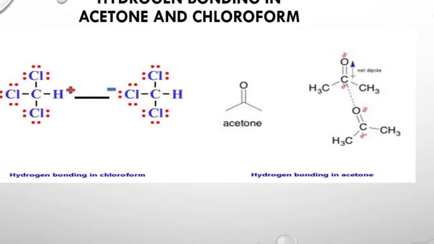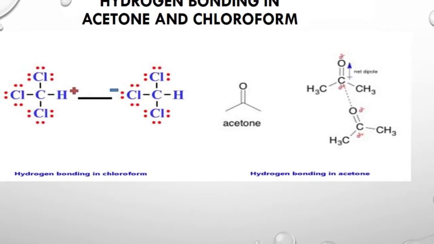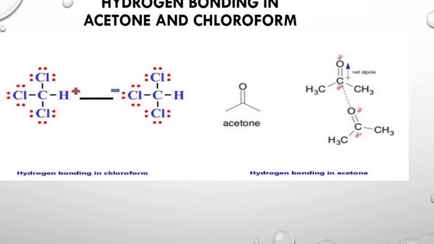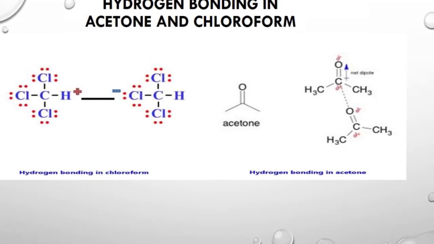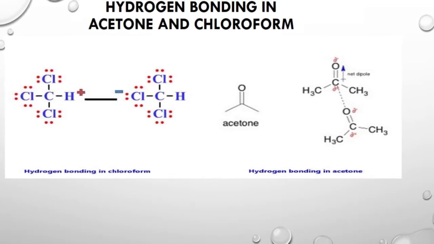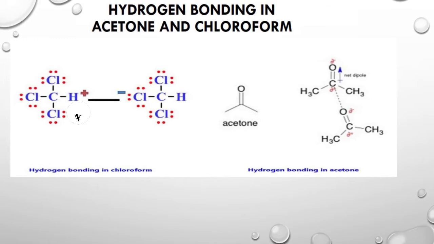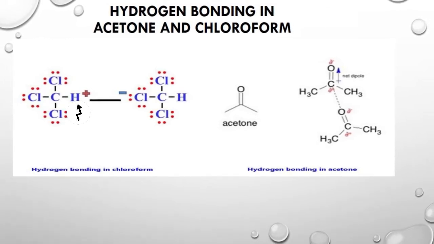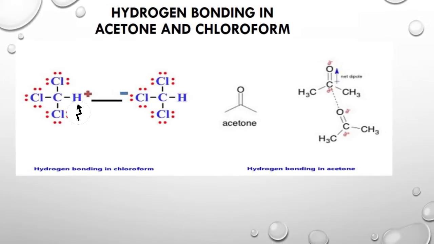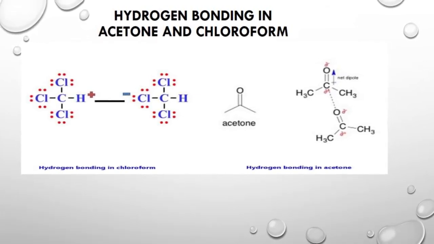Some elements other than nitrogen, oxygen and fluorine are also involved in hydrogen bonding. For example, in chloroform, the three chlorine atoms make the carbon atom highly partially positively charged, which in turn makes the hydrogen atom also highly partially positively charged. This hydrogen atom can now form a hydrogen bond with a strongly electronegative atom of other molecules, such as the oxygen atom of acetone, as shown in the picture.